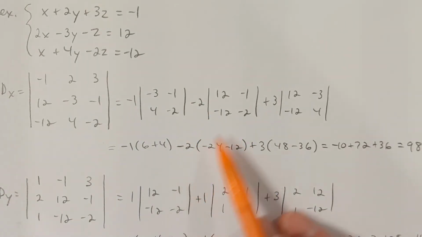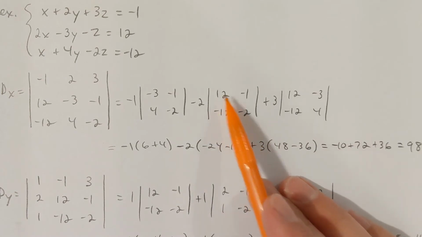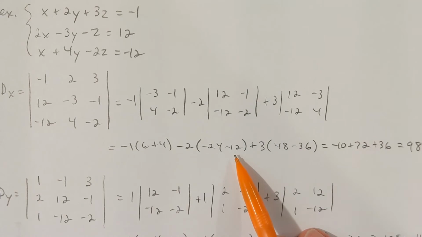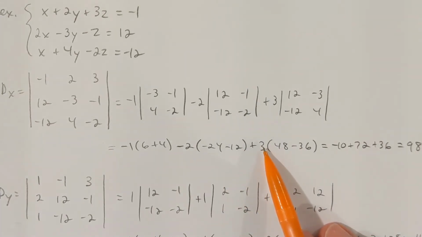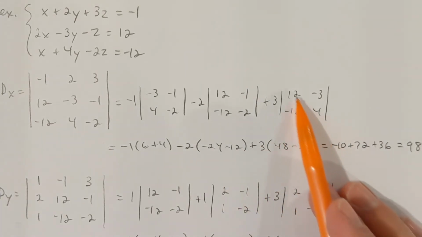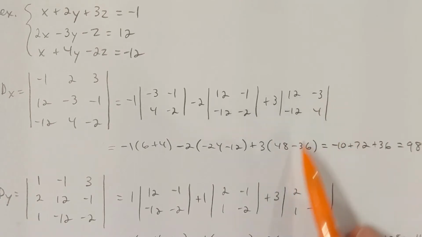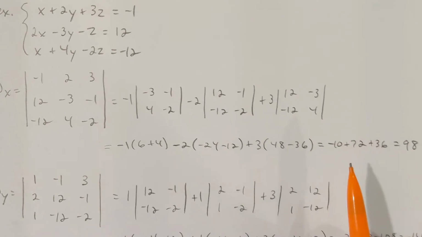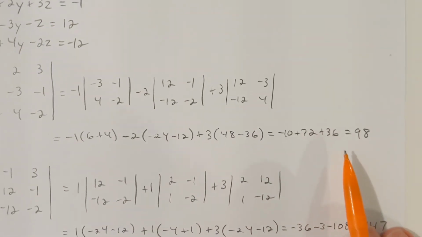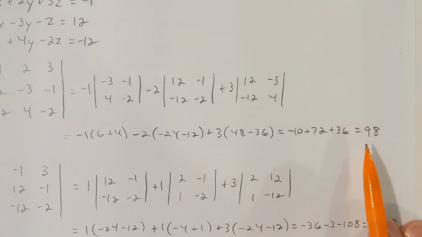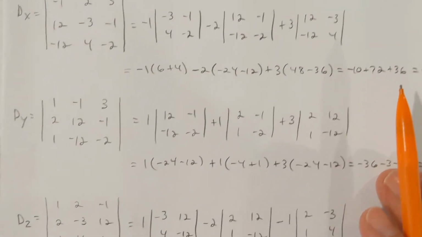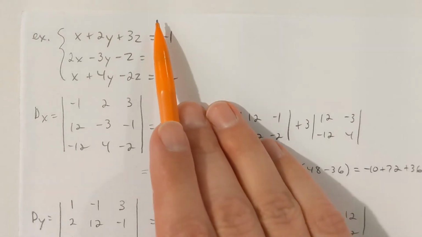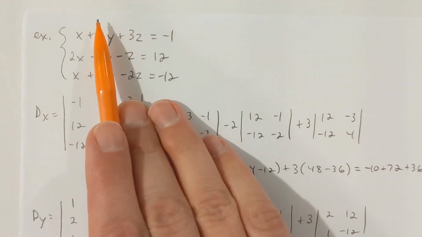Some students mess up that middle sign there. So it's going to be a minus 2 times 12 times negative 2 is negative 24. Negative 12 times negative 1 is 12. And then plus 3 times 12 times 4 is 48. Minus negative 3 times negative 12 is 36. And we're getting, let's see here, 98 would be the value of d sub x. D sub y then would be where I take the variable column and slide it over to the y column.